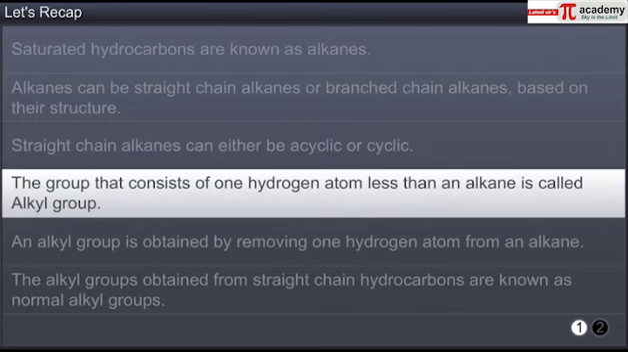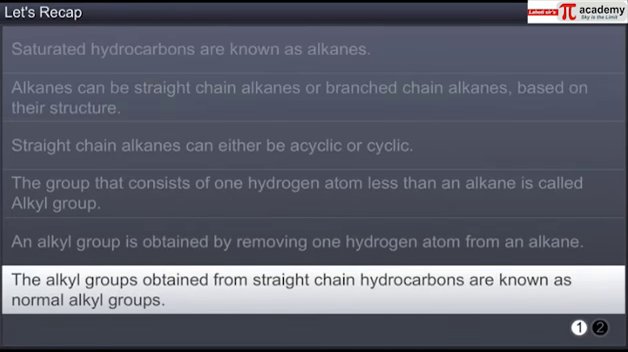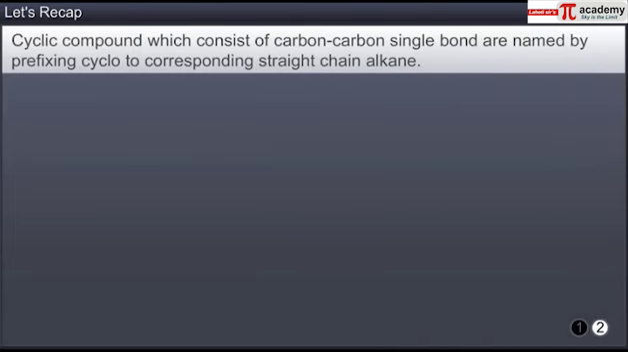The group that consists of one hydrogen atom less than an alkane is called alkyl group. An alkyl group is obtained by removing one hydrogen atom from an alkane. The alkyl groups obtained from straight-chain hydrocarbons are known as normal alkyl groups. Cyclic compounds which consist of carbon-carbon single bonds are named by prefixing cyclo to the corresponding straight-chain alkane.